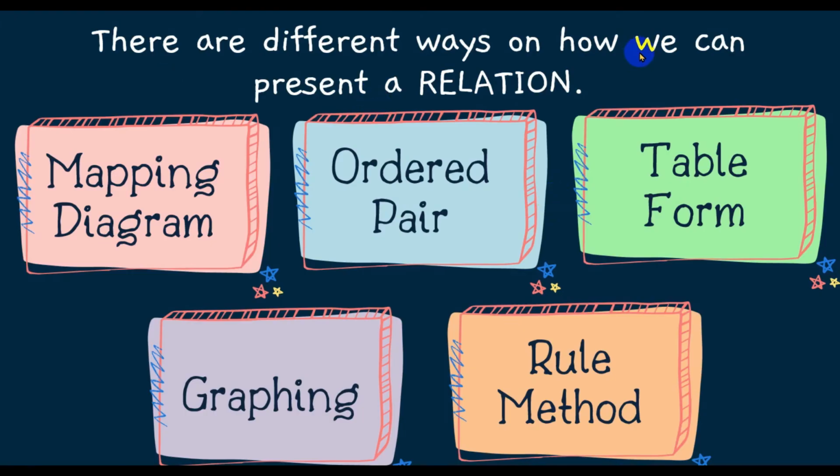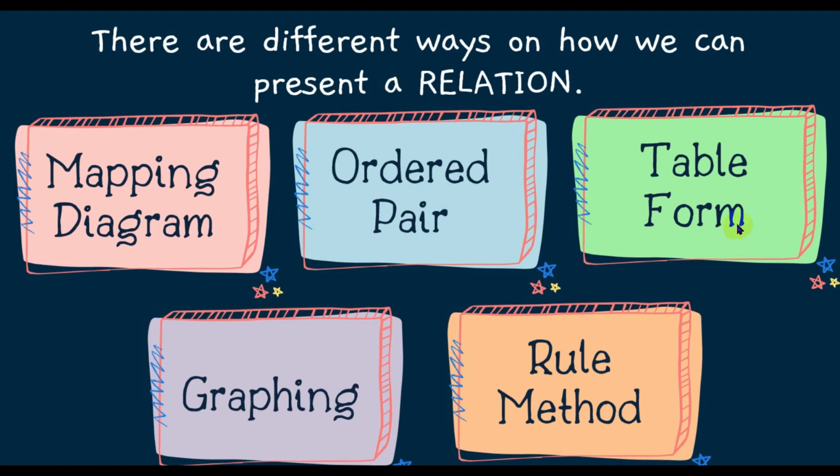Now, there are different ways on how we can present a relation in mathematics, and some of them napakita na natin kanina. So we have mapping diagram, ordered pair, table form, graphing, and rule method. Okay, so sa mapping diagram, ito po yung meron tayong dalawang group, X and Y, and then we are going to put arrows kung saan nga related yung X element natin dun sa Y element. Ordered pair naman is the other term for listing method wherein naka-enclose po siya sa braces and then bawat ordered pair po ay nakalista doon sa set na yon.